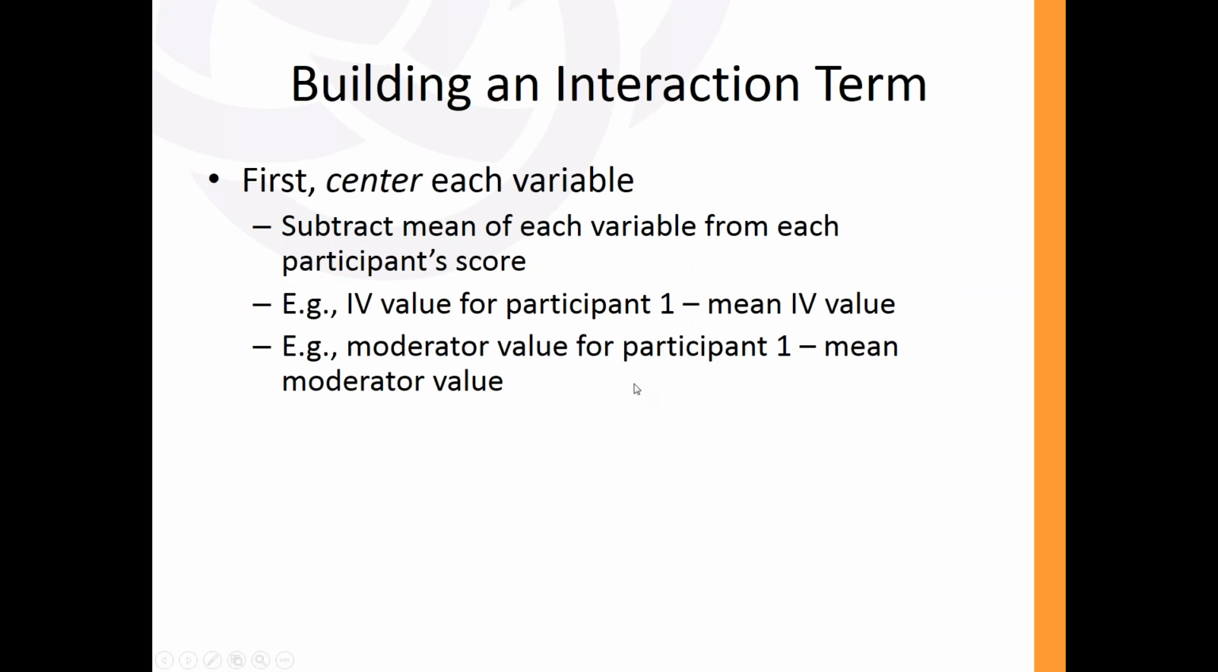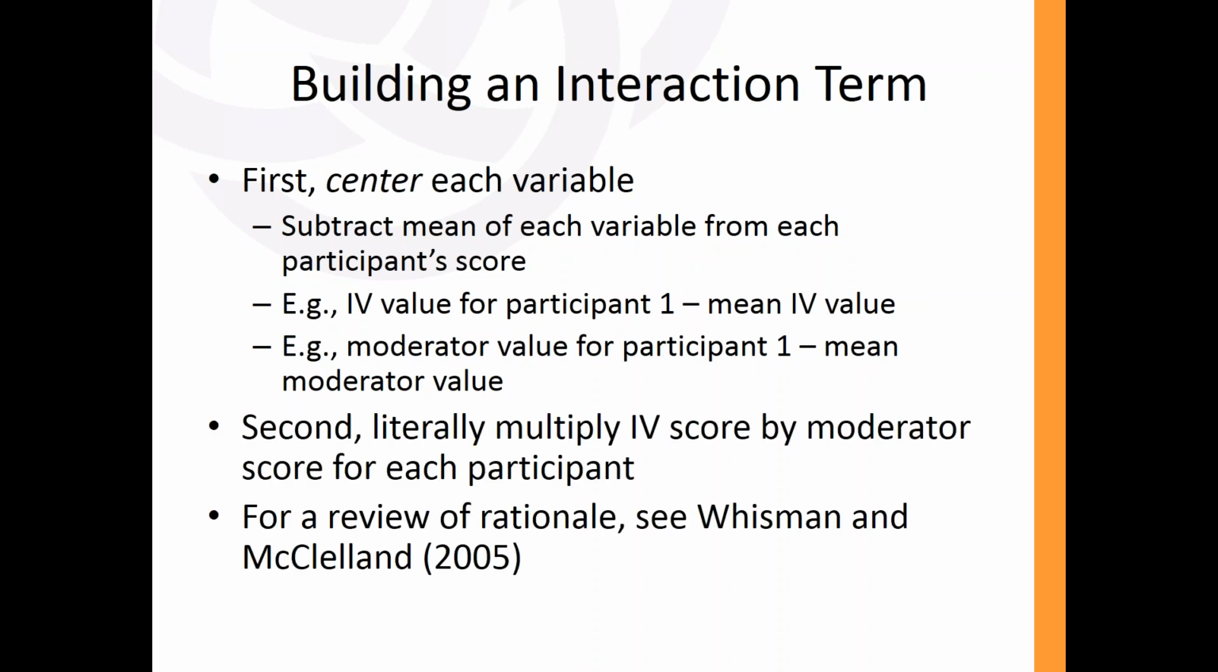You're basically shifting the distribution over to where it has not a mean of, say, 4 or 5 or whatever it is, but a mean of 0. And you do the same thing for the moderator. In our case, it was family support, right? So whatever the mean is, you subtract it from everybody's score, and then you end up with what are called centered variables. And those are the ones that you then multiply by each other. So you literally multiply the independent variable score by the moderator score for each participant, and you get a new variable that you've basically created from scratch. And that's the interaction term. That's what this second point is.